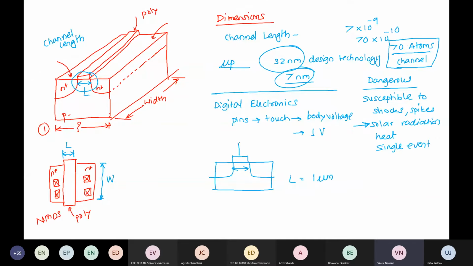Okay, अभी ये तो पता है कि भाई जो पिन है those are going to be gate terminal of that MOSFET. Okay, तो गेट पे कितना लगा रहे हो आप वोल्टेज? 1 वोल्ट लगा रहे हो. So that 1 volt voltage is effectively applied to the channel length, and its length is 1 micrometer.